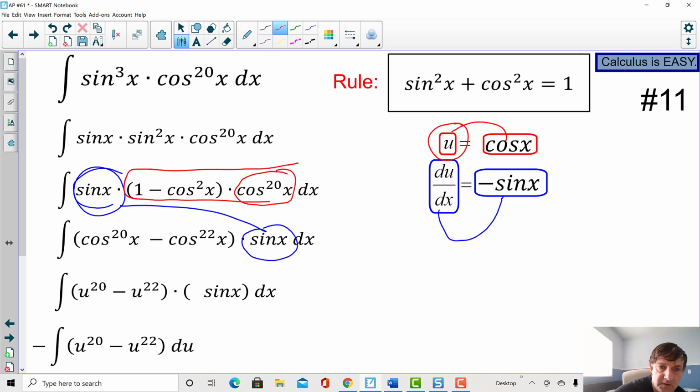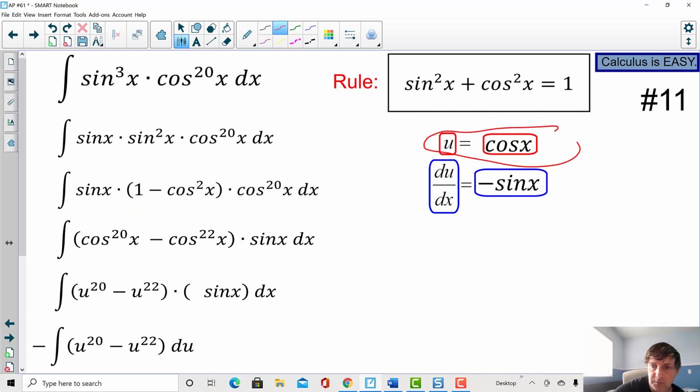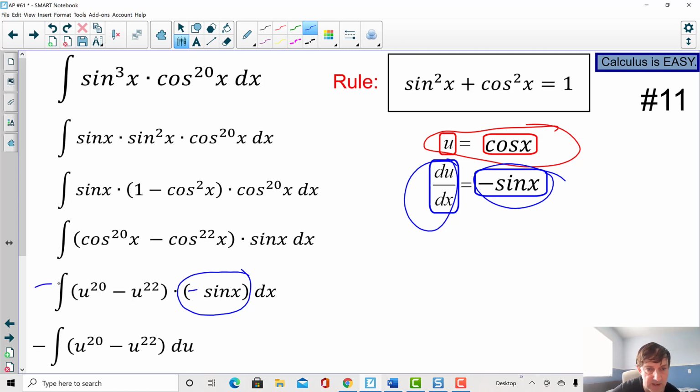We're going to combine all these cosines. The way that we do that is we're going to do cosine of x to the power of 20 times each piece. So that'll give us cosine of x to the power of 20 minus cosine of x to the power of 22. Again, our u was cosine. Our du/dx was negative sine. We just have a sine, so we're going to need a negative. We'll put a negative 1 here, and we're also going to put a negative 1 on the outside.